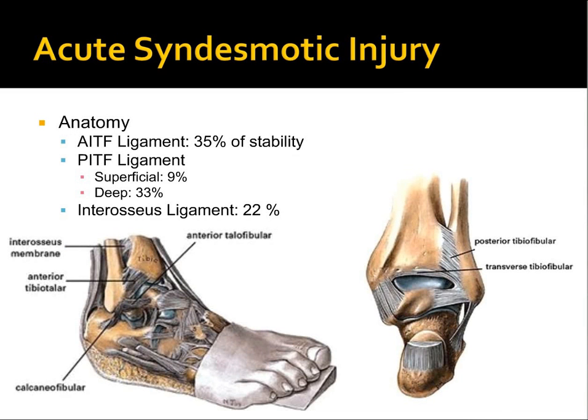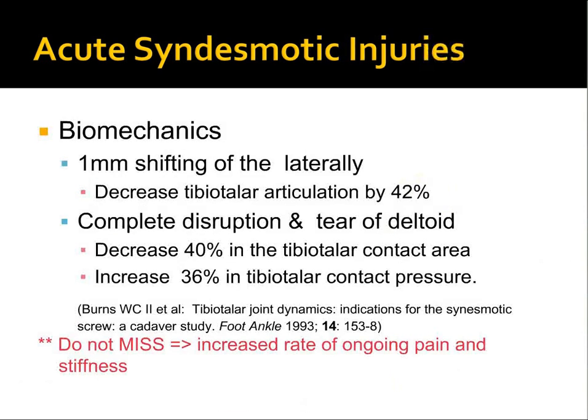The anatomy of the ankle joint. The anterior-inferior tib-fib ligament confers 35% of the stability of the joint, as opposed to the posterior part. The posterior has a superficial and deep part, and together they make up about 42% stability. The interosseous ligament itself confers about one fifth of stability. So, there are some diagrams there.